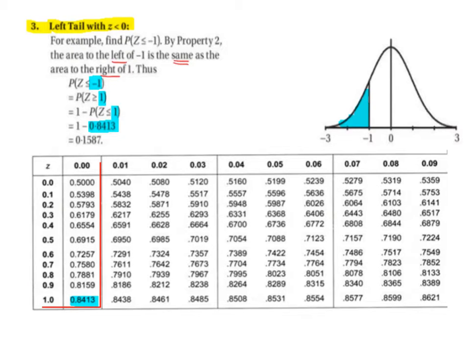So now all we have to work out is the probability that z is less than or equal to 1. So we just go to 1.0 and go across, because 1.0 plus 0.00 is still just 1, so we get 0.8413. And then we have to subtract that from 1, leaving us with 0.1587.